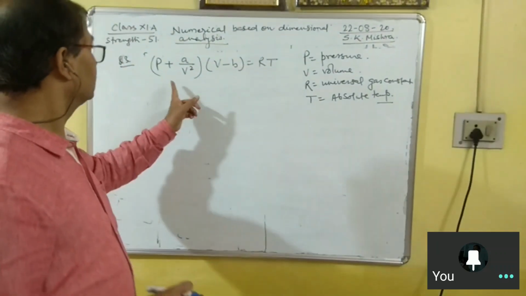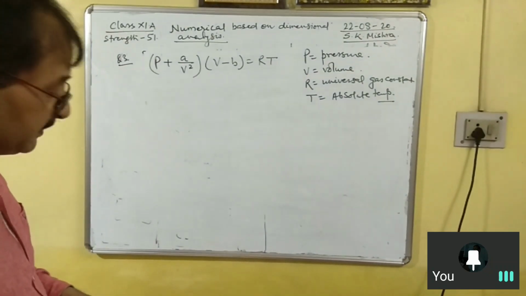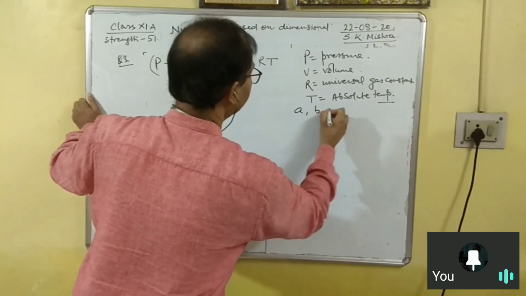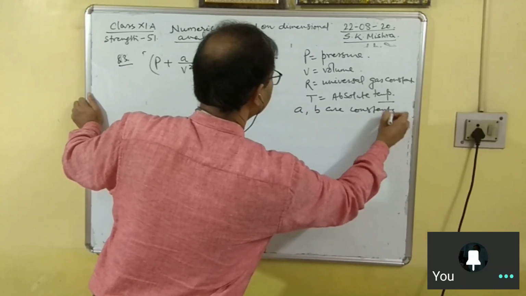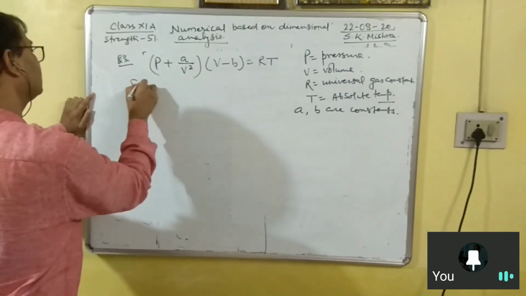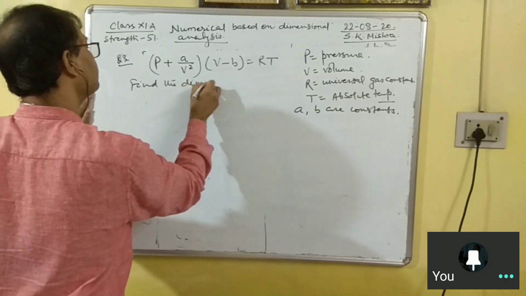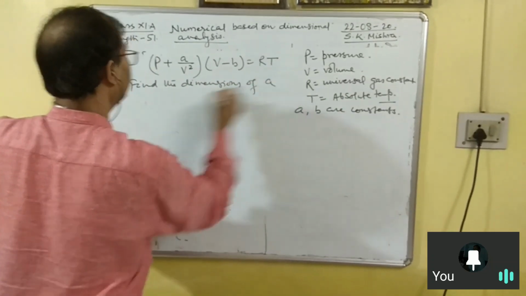Now the scenario is you have to find the dimension of A and B. A and B are constants. So the question is, find the dimension of A and B.